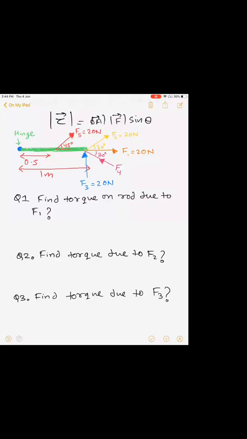Done? Sir, how much is F4? F4 is 20 Newton. Find torque due to all the forces.